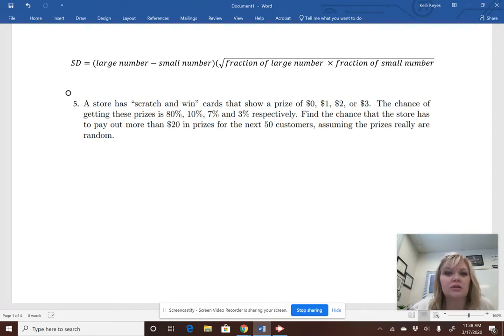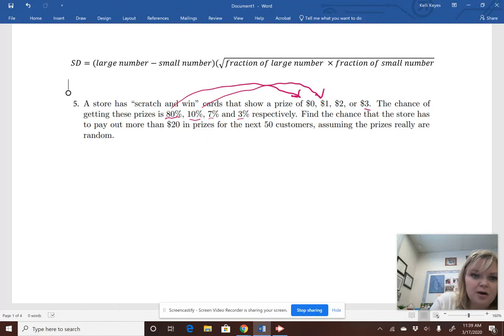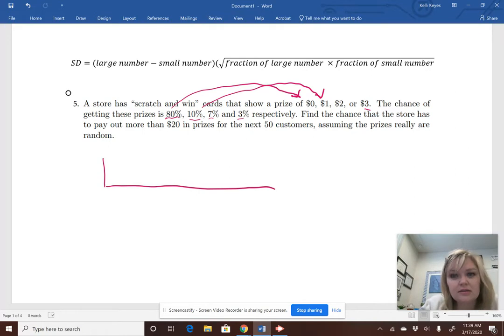you understood that the 80% tied with the prize of not winning anything. And then the 10% was aligned with the $1 prize, 7% chance with the $2, and 3% with the $3, right? So if you think of the box model, there's going to be 100 tickets. Well, you can set it up multiple ways, but I think it's easiest to do 100 because we're working with percents, right? And percent is out of 100.